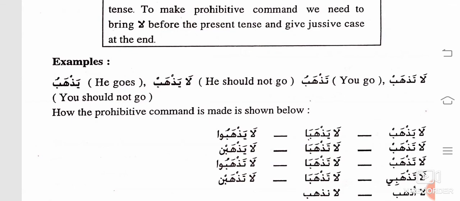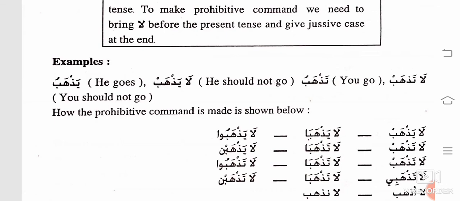It is addressed to a third person. لا يذهب, third person. I, first person. You, second person. And he, she, it one is the third person. Then تذهب, you go. And لا تذهب, you should not go. That's a prohibition to a second person. لا تذهب, you should not go. It's a prohibitive command to a second person.